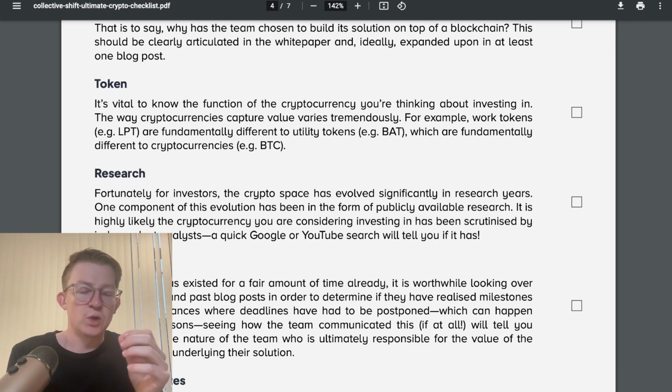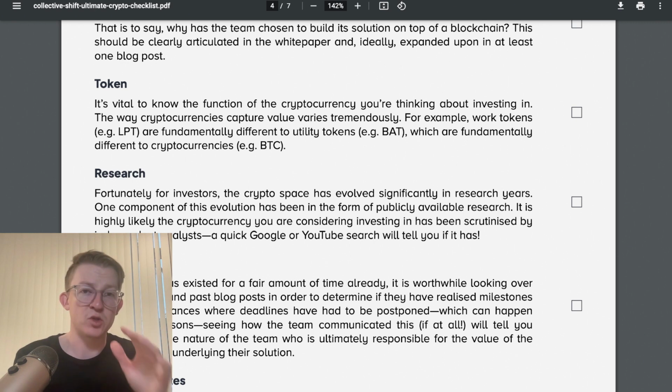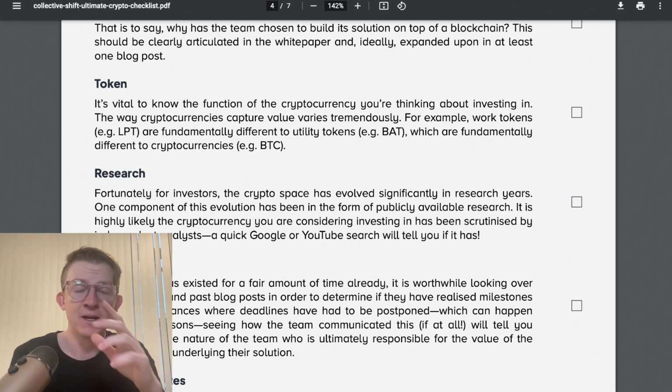Token. Really understanding the value that the token is creating. So utility tokens are different to currency tokens like Bitcoin. Looking into the utility of the token is super important. Again, I'd urge you to maybe do some research, search on YouTube, what are good tokenomics for crypto assets. Some tokenomics are really bad and favorable for the investors and the initial founders.